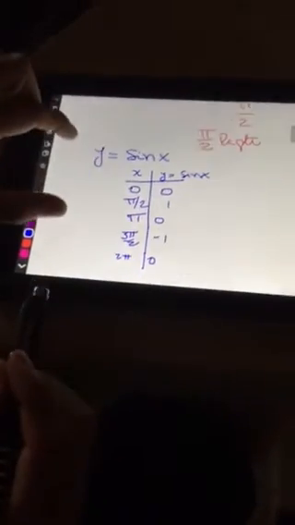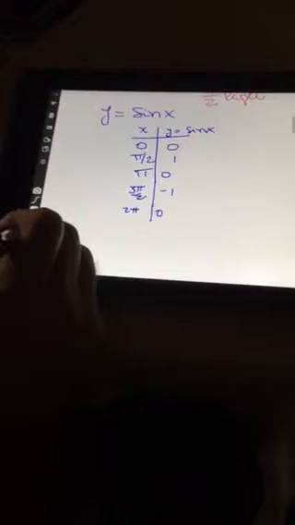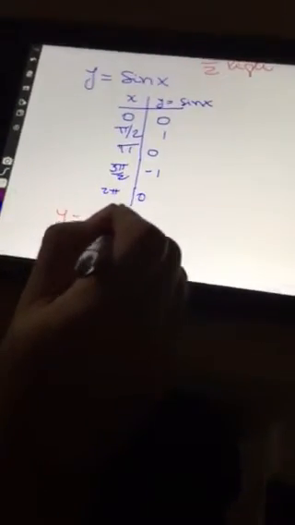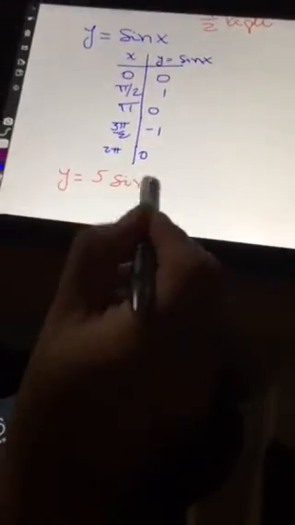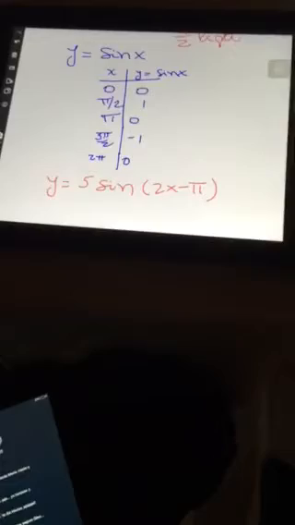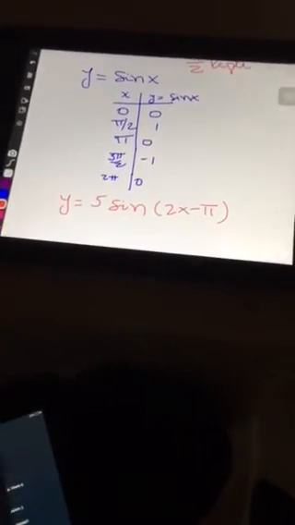Now, in my equation, it's a little bit different because the equation that I have is, again, 5 sine of 2x minus pi. So, what is the idea? Let's see on the next video.